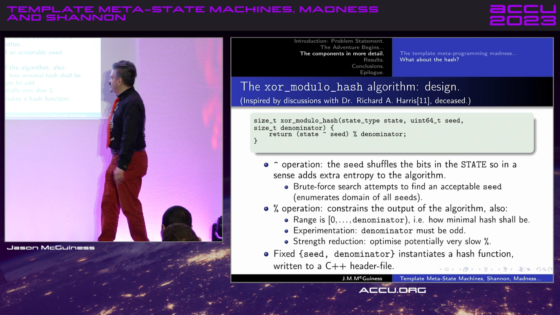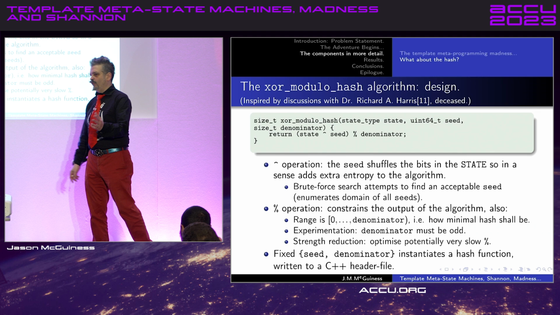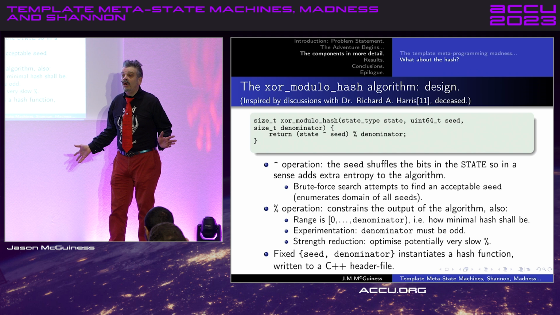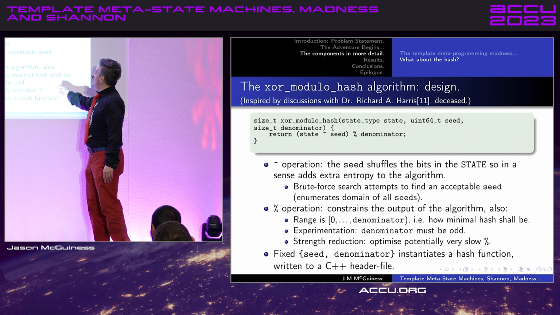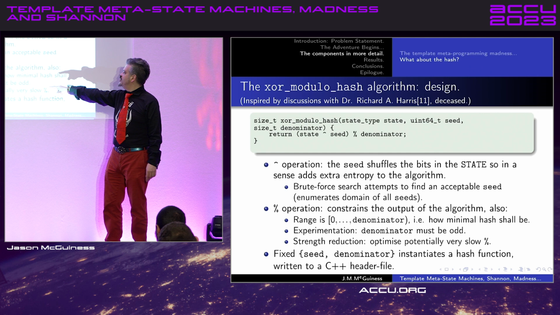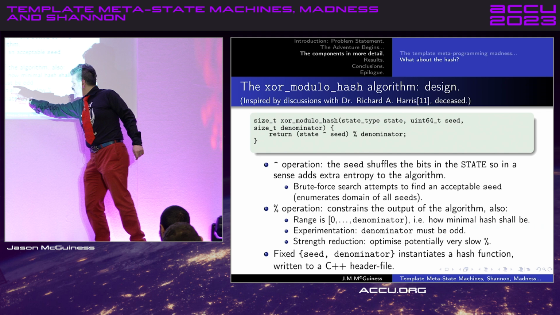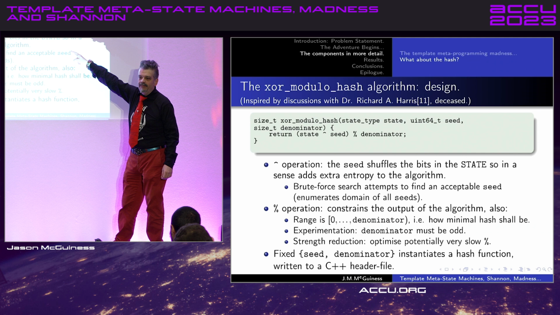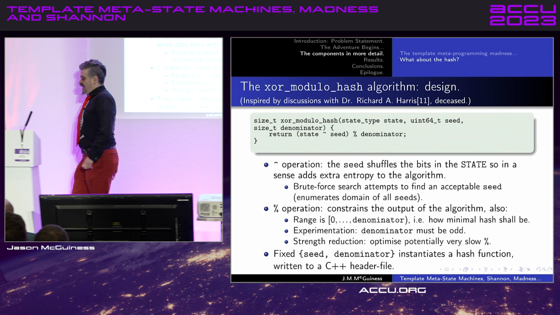Through experimentation, the denominator has to be odd. If you have four inputs, you've got to add one. Otherwise you won't find a solution. I don't know why. I didn't look at the maths. I'm sorry. Turns out, even though the denominator is odd, and you thought, oh, no, that means you've got to do the proper percent, actually, strength reduction, I've noticed, always works. So now for a fixed seed denominator pair, I can instantiate this hash template and write it into a C++ header file. There will be consequences.